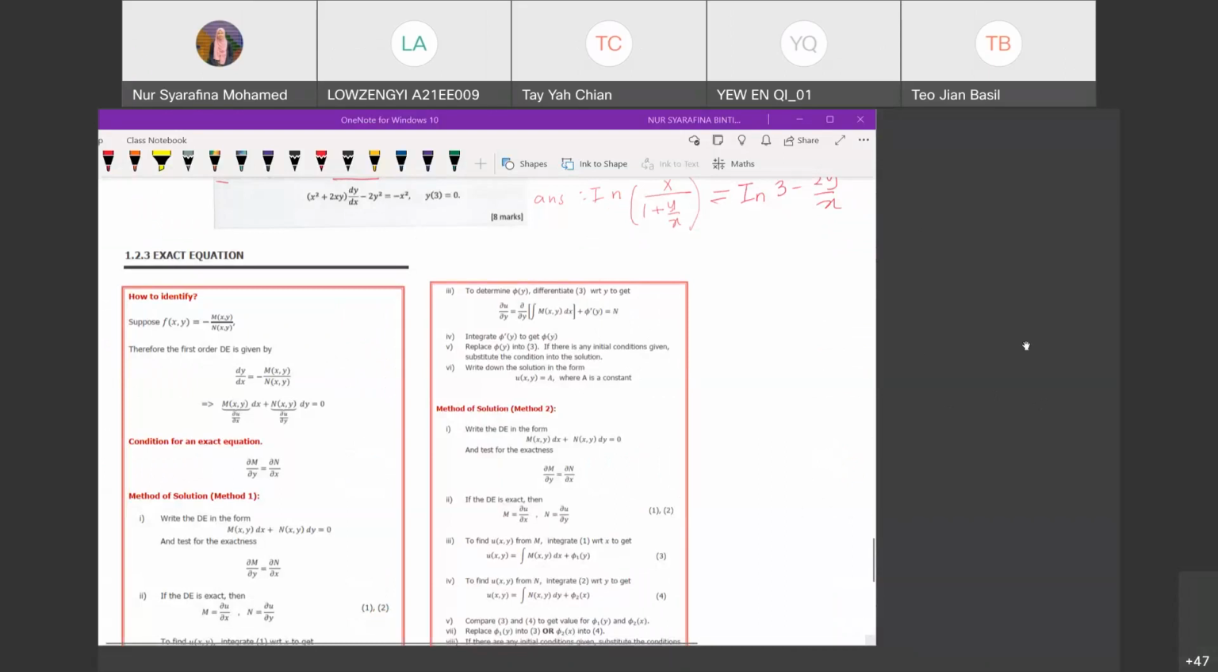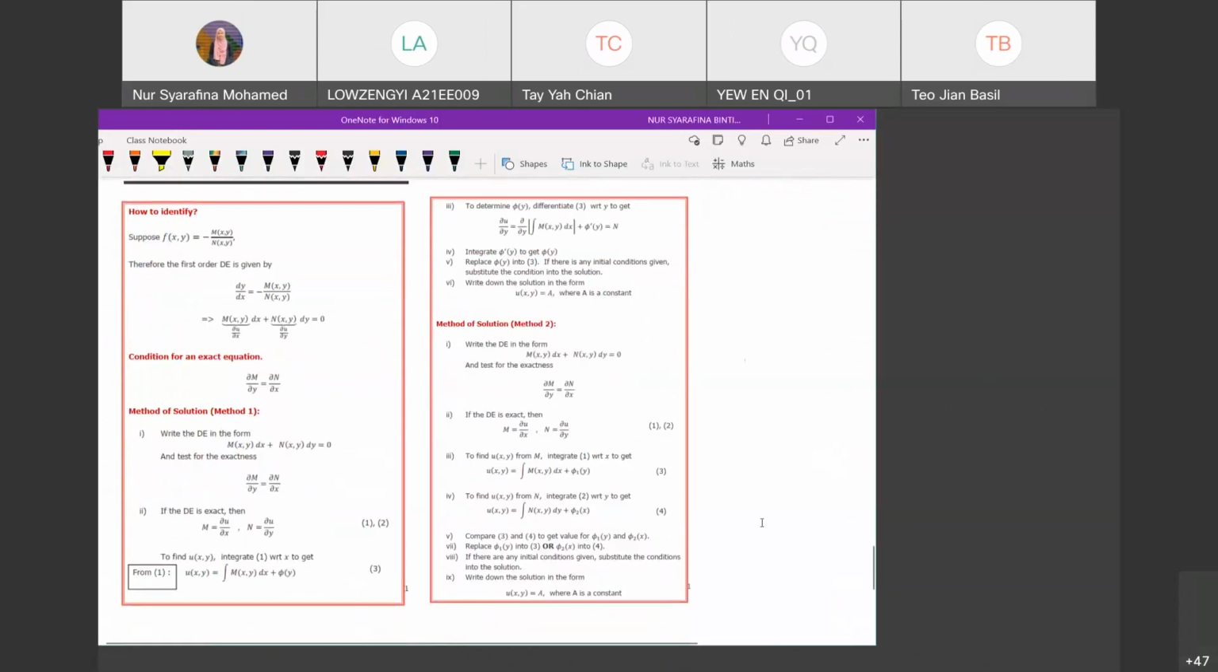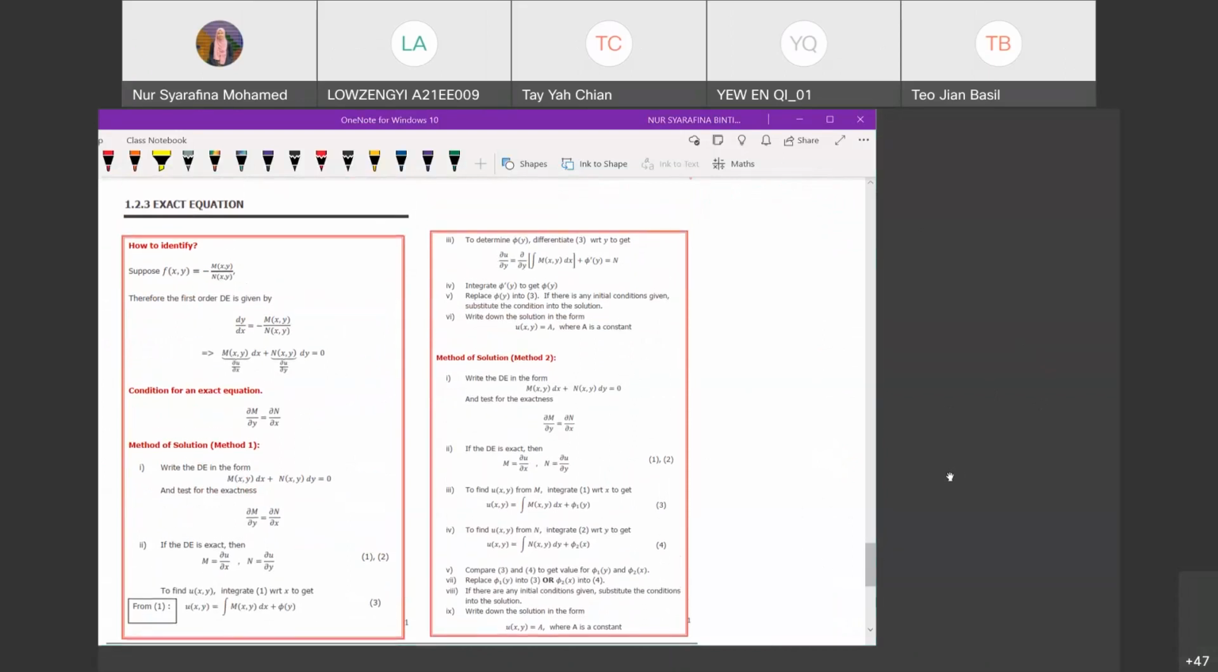All right, so now we are done with separable equations. We have done with homogeneous equations. Okay, so today we're going to proceed with exact equations. Can you see my screen here? Yes.